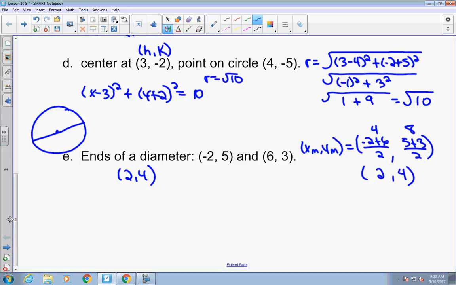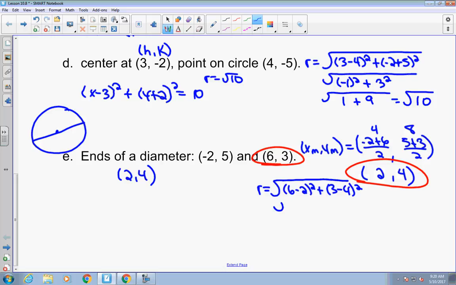Now I want to use this point, and I can use either of these other 2 points. So I use that one, and I can find the distance between those, and that would represent my radius. So we can do 6 minus 2 quantity squared plus 3 minus 4 quantity squared. That's going to be 4 squared plus negative 1 squared, which is 16 plus 1, which is radical 17.